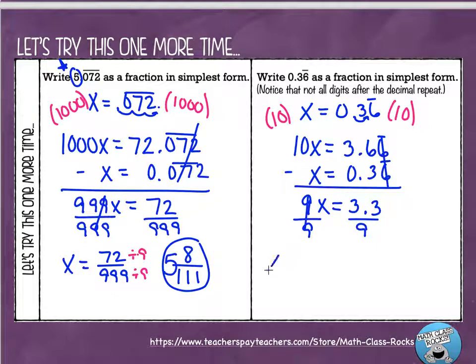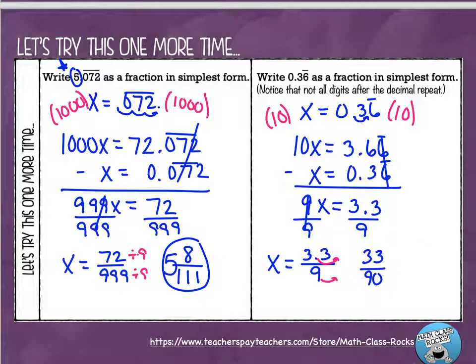Okay, now here's a little something. We are not allowed to have a decimal in a fraction. That's crazy talk. So what I want to do here is I want to get rid of this decimal that's in my fraction. In order to do that, I can multiply the top and the bottom each by 10, right? Which means I would move the decimal point one place here and one place here. And that's going to turn this into 33 over 90.